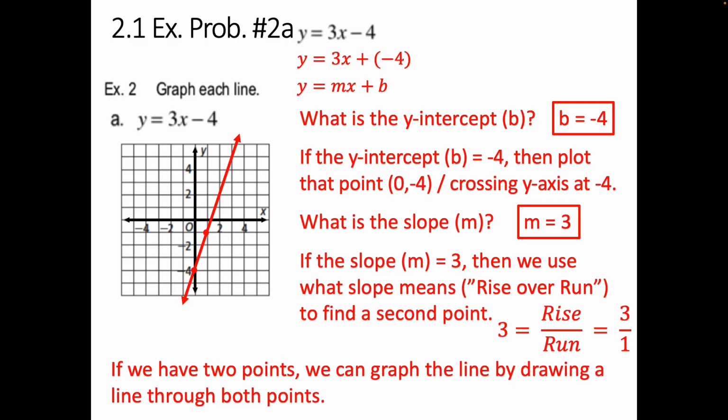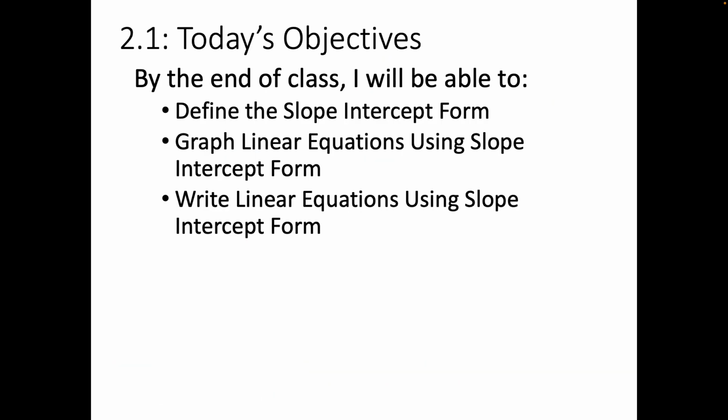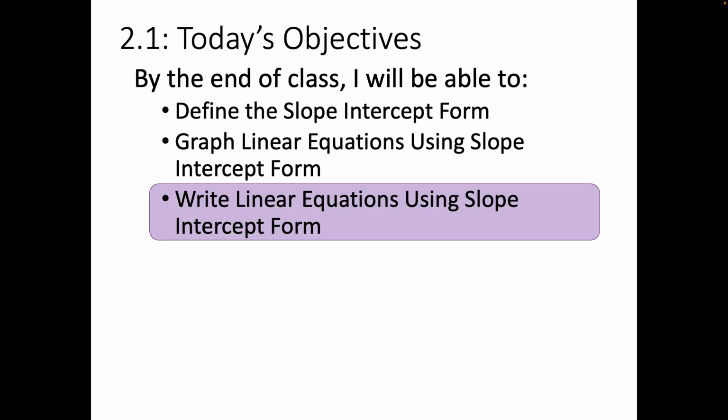Okay, so we said we had 3 objectives. The first was to define what the slope-intercept form was. We did y equals mx plus b. The next objective was to use it to help us graph equations, and that's what we just did here. Again, begin with b where it crosses the y-intercept, and then move with m to move, rise over run from that first point to a second point. And so our third objective was to be able to write linear equations using slope-intercept form.